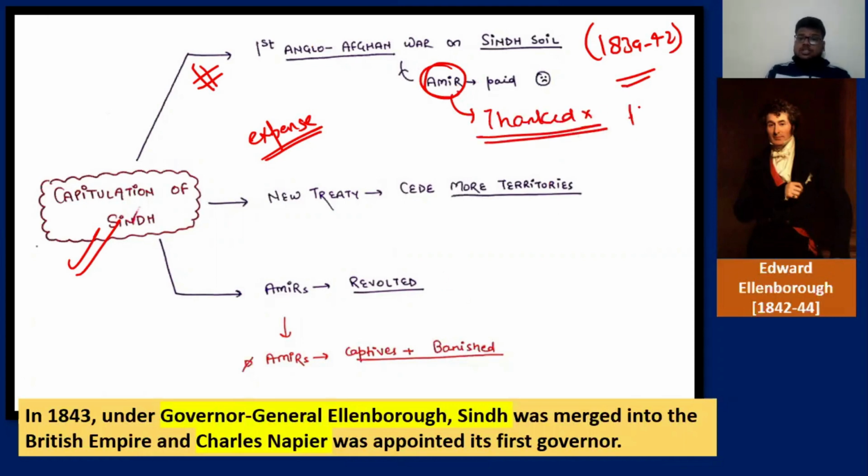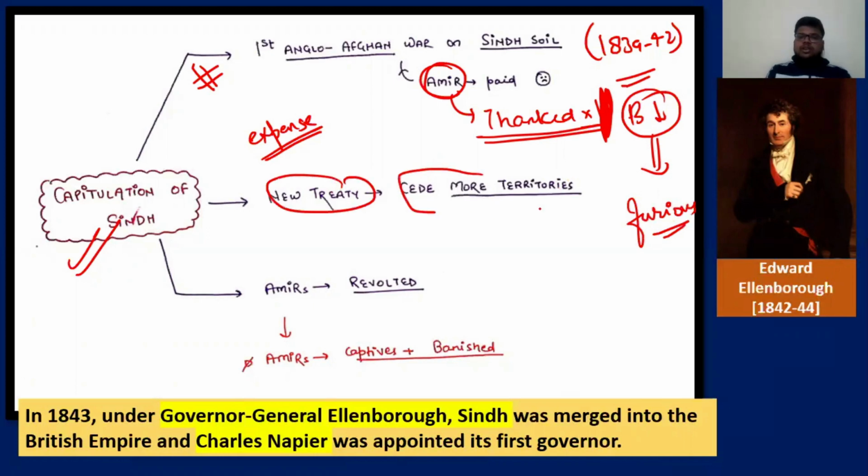And the British lost. Both things happened: the Amirs are not getting anything and the British also lost. So the British are more furious. So they signed more treaties with the Amirs and said, cede more territory, give us more territory, give us more money. Because war takes a lot of money and the British have lost it.